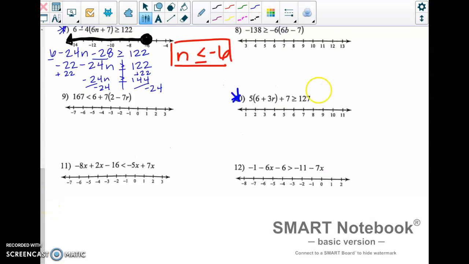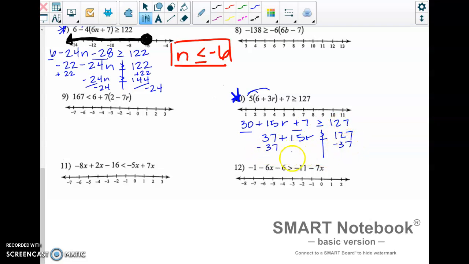Okay, for number 10, we would start by distributing. So we're left with 30 plus 15R plus 7 greater than or equal to 127. Distributive property done. Then we combine like terms: 37 plus 15R greater than or equal to 127. Now we can start solving by subtracting 37 from both sides. We are left with 15R greater than or equal to 90.